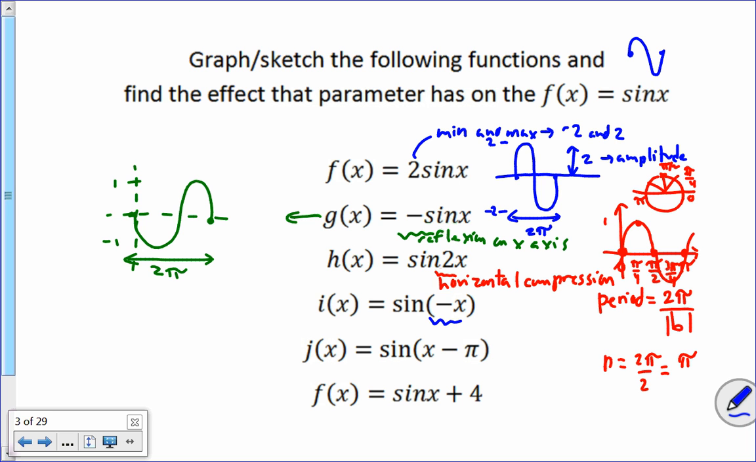So if it was negative in front, it was reflection on the x-axis. When it's here, it's a reflection on the y-axis. Okay, so when you do your graph, you start at 0. Instead of going to the right, you're going to reflect and go to the left, right? Instead of going like this, I'm reflecting, so I'm going to go like this.